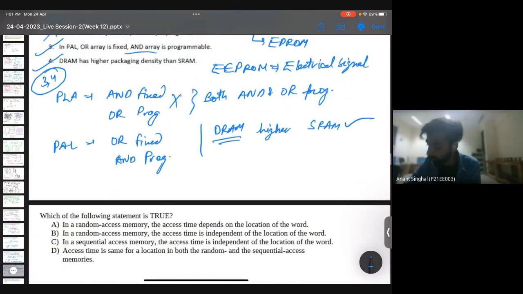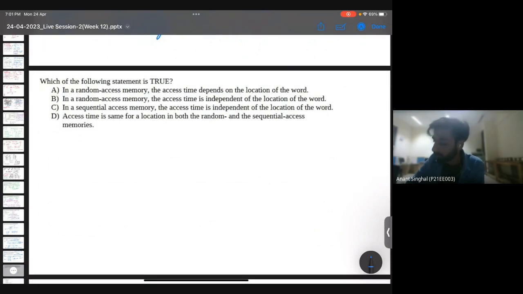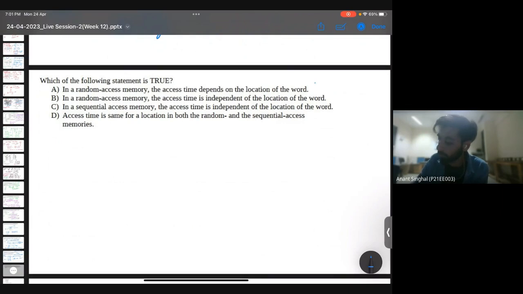We can proceed to the next question, which is also theoretical. It says, which of the following statements is true. In RAM, we know the access time is independent of the location, so independent is option B. And then it says in a sequential access memory it is dependent, so this is also wrong.